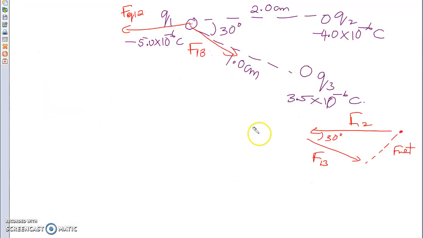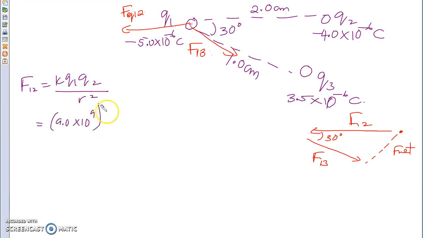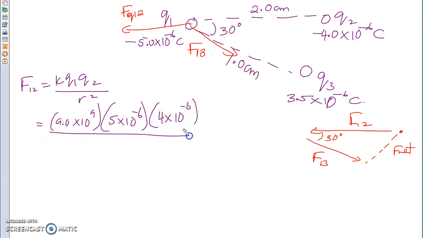So the first thing we're going to do is figure out my F12. F12 is going to be, in terms of calculating, K Q1 Q2 divided by R squared. Of course, K is 9.0 times 10 to the 9. Q1 is 5.0 times 10 to the negative 6. As we said, these Q's are absolute values, so all the values always turn out to be positive. And this one right here is 4.0 times 10 to the negative 6, divided by 0.02 meters squared. And of course, R is always in meters.